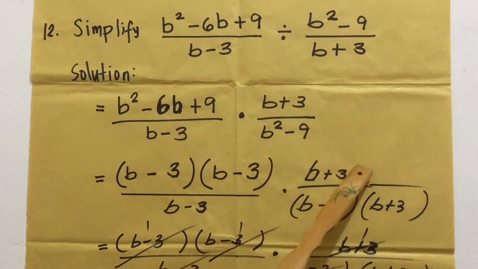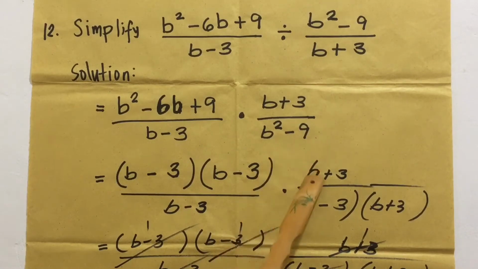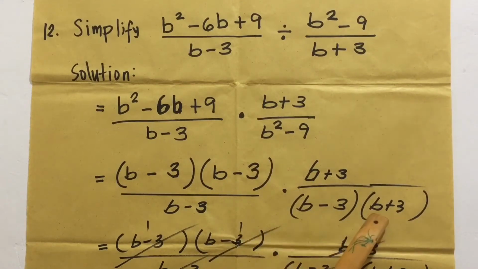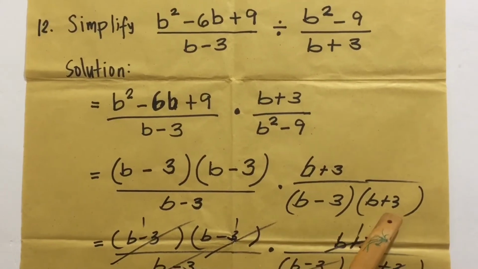Then b plus 3 is a prime, copy also, but this denominator b squared negative 9, we have a factor for this, and the factor we have to make two parentheses, and the factor of b squared is b and b, and the factor of 9 is 3 and 3. And so once we have negative here, our answer we have 1 negative and 1 positive.